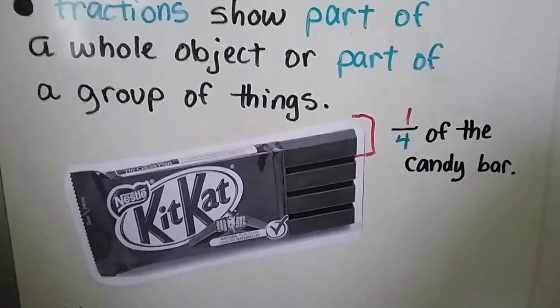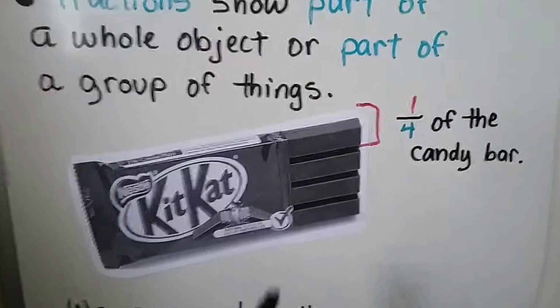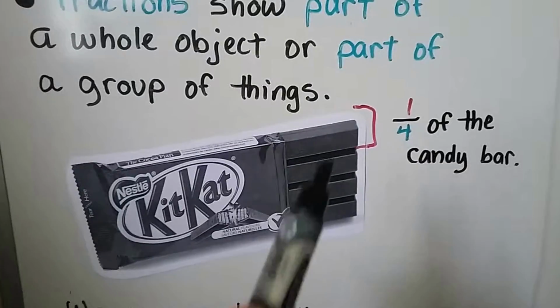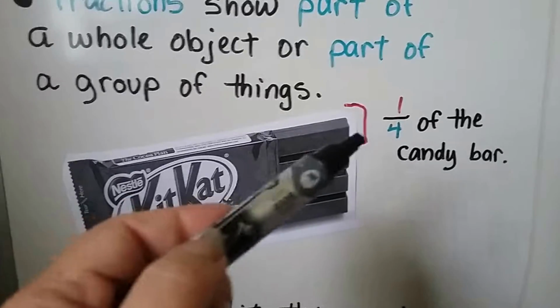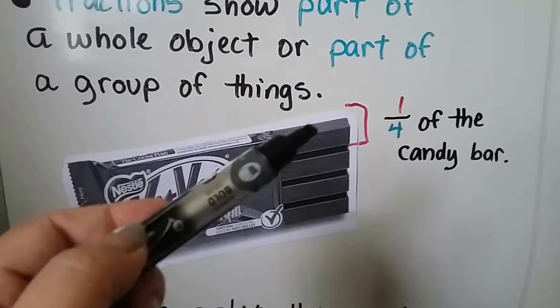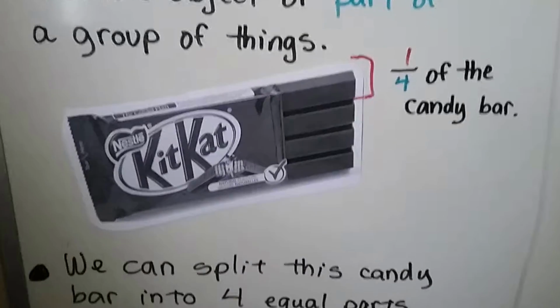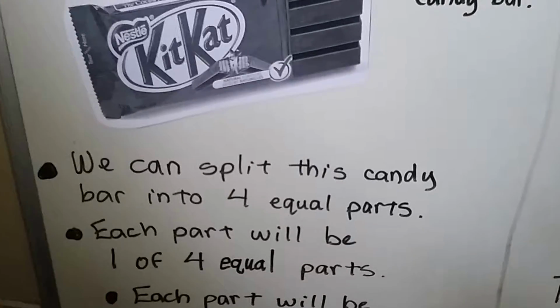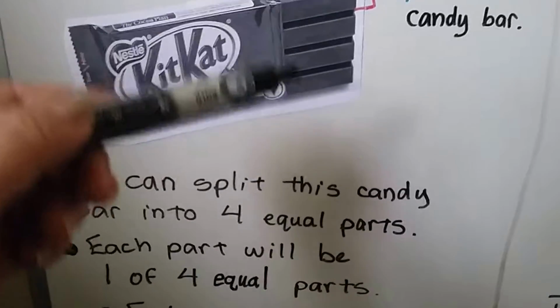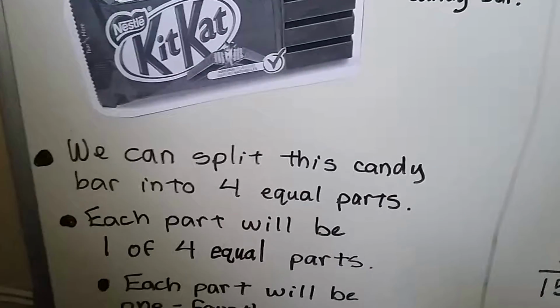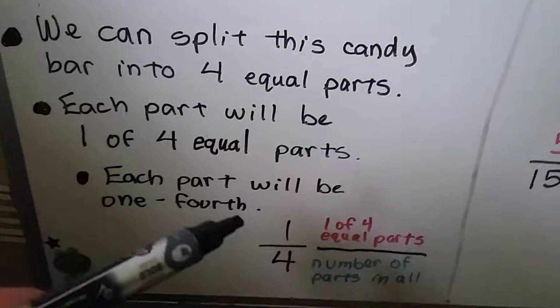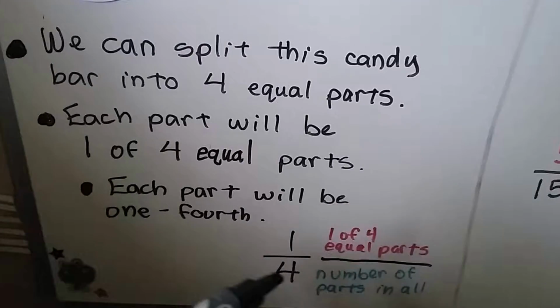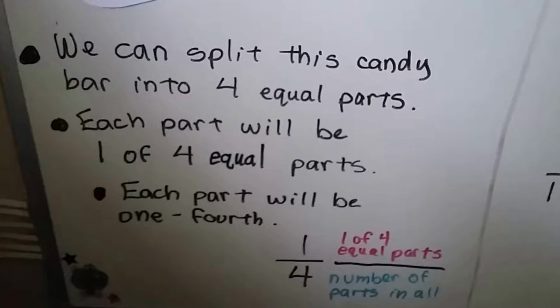We have a Kit Kat bar here, and we can see that they're easy to snap apart to share, right? There's 4 pieces to it that you can break apart. If you gave somebody that piece right here, you'd give them 1/4 of the candy bar. You'd give them 1 piece out of the 4. And we can split it into 4 equal parts. They're all going to be equal to each other, right? They're all the same size. Each part will be 1 of 4 equal parts, and each will be 1/4. You give your friend 1 of those parts out of 4 parts. You give them 1/4.